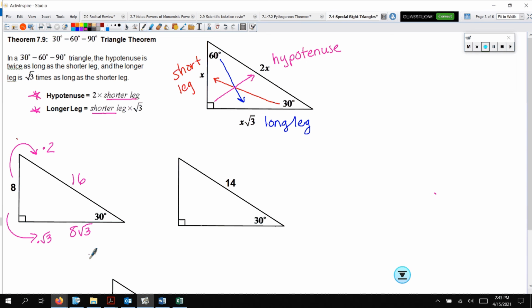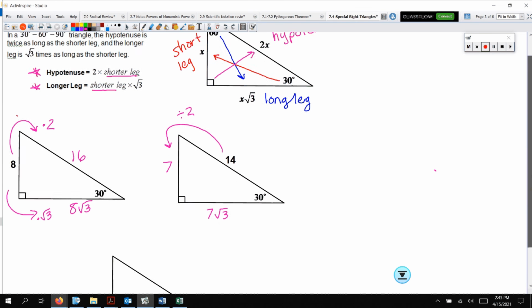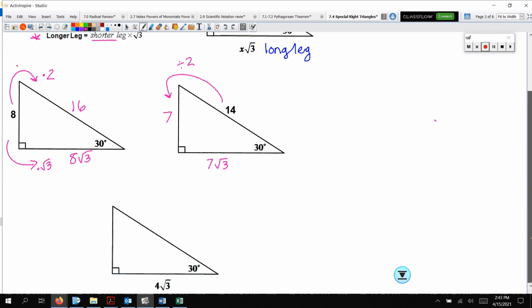Next example here, I have the hypotenuse is 14. So to find the short leg, I divide by 2. 14 divided by 2 is 7. To find the long leg, again, I multiply by root 3. It gives me 7 root 3. I don't want to keep drawing all the arrows, as I don't want to make it look really sloppy. Okay? So here's another example.